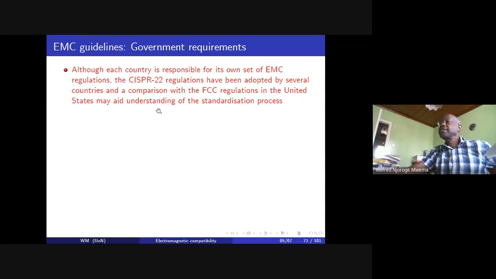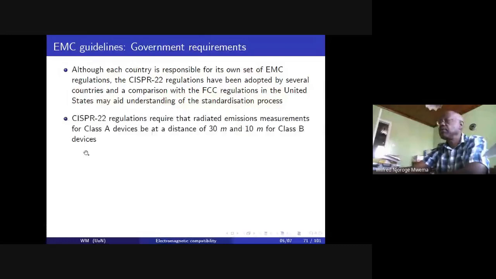Although each country is responsible for its own set of EMC regulations, the CISPR regulations have been adopted by several countries, and a comparison with the FCC regulations in the United States may aid understanding of the standardization process. The CISPR 22 regulations, we have seen, have been adopted mainly in Europe, but now everybody else is going towards that, and this will require that the radiated emission measurements for Class A devices be at a distance of 30 meters and 10 meters for Class B.